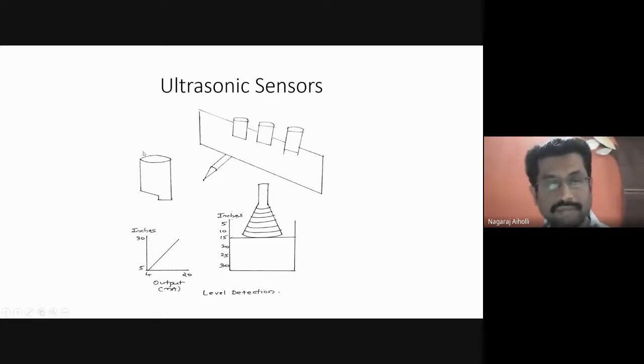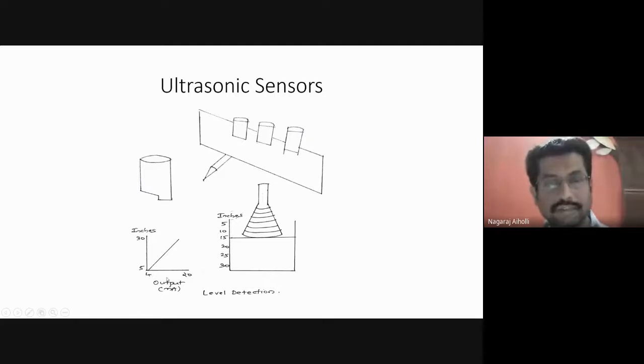As we look into this figure, here is an object which is filled with some liquid. It is sensed by the level measuring sensor, and based on the level sensed, it is converted into an electrical signal. This is the graph which shows inches versus output. The output is electrical. It is actually a sound signal that is getting converted into electrical.